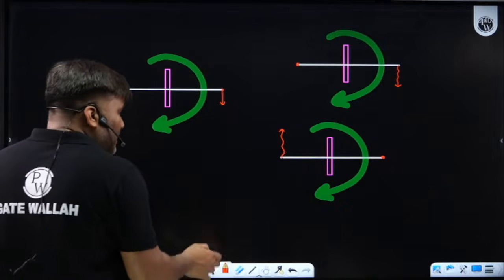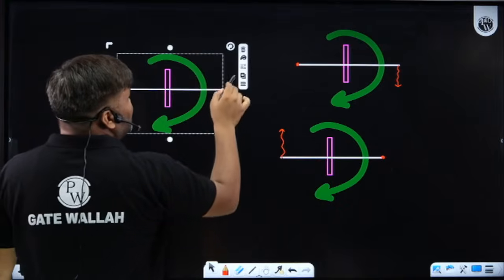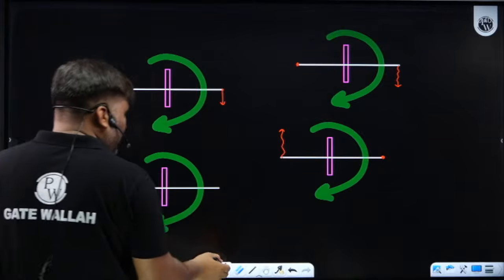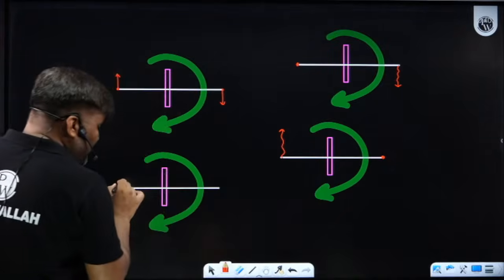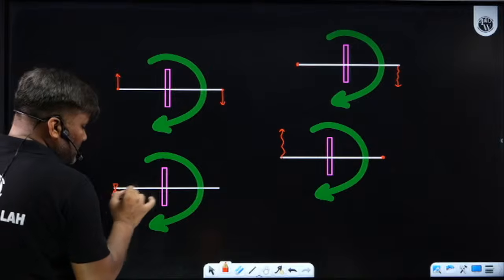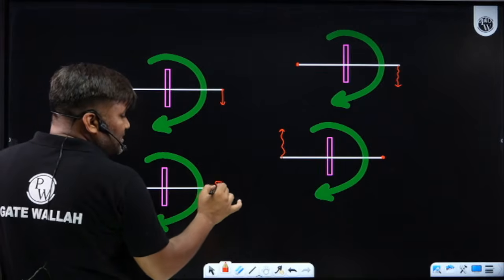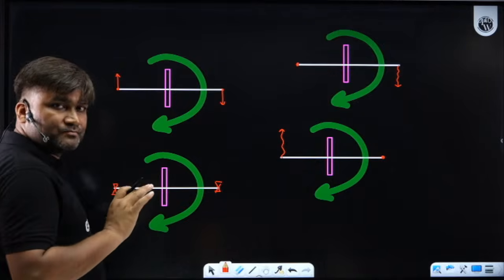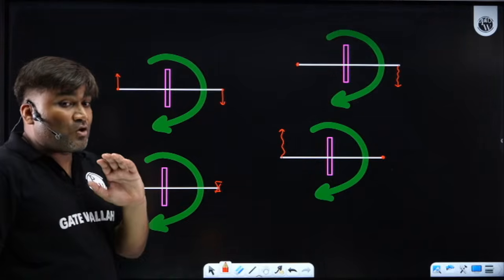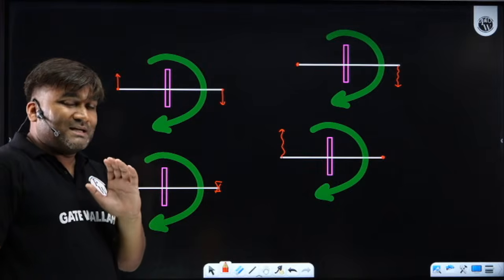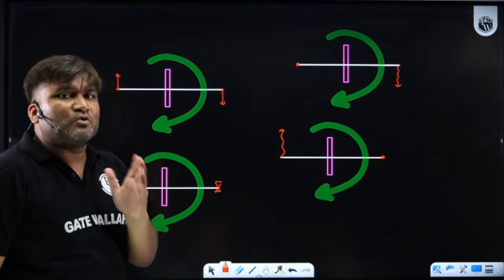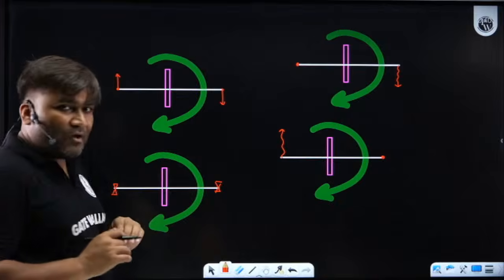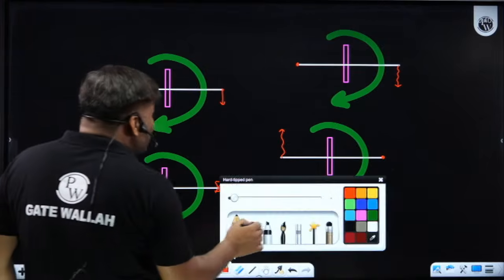Or if none of these ends is free, both the ends I have connected with the help of pin joints, or I have some bearings, both these ends have bearings, so neither this end can go down nor this end can go up. What will happen? At least this torque will try to rotate. Its tendency is to provide the rotation, but these supports are not allowing this. That means some reactions will be developed.